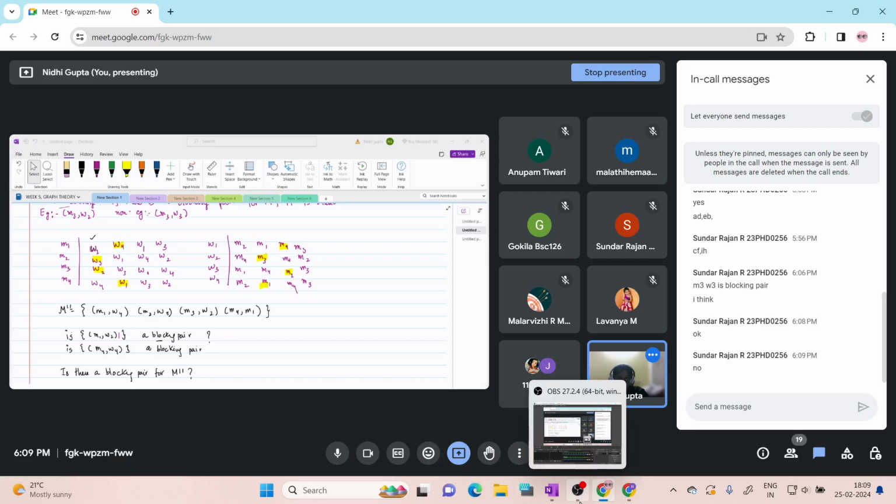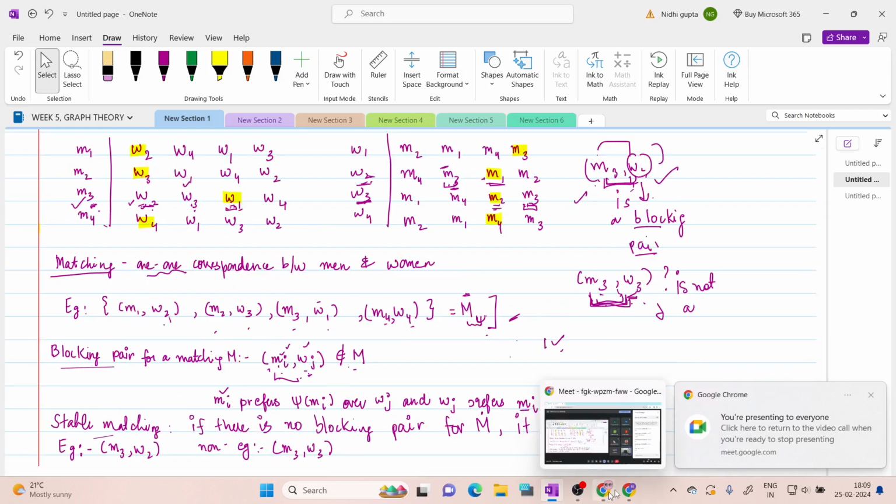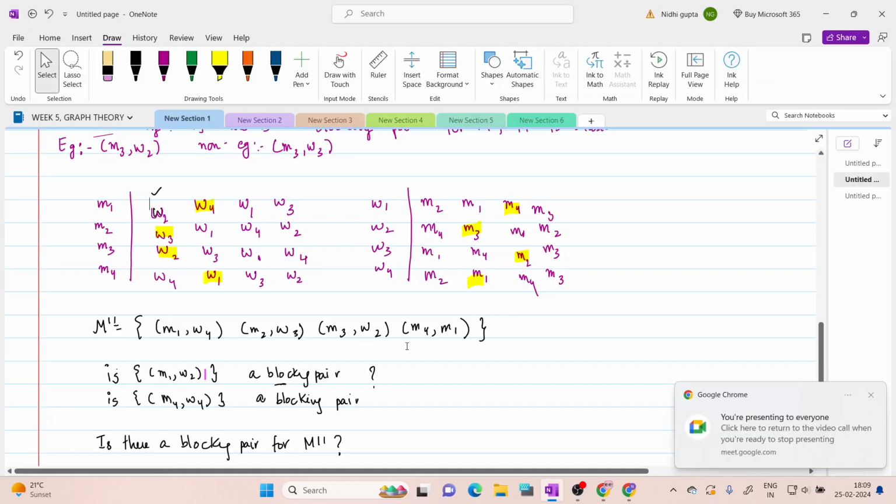So there's an answer, no. In the comments, someone is saying that M3W3 is a blocking pair, but M3W3 is not a blocking pair. We discussed that. Now the question is: is M1W2 a blocking pair?